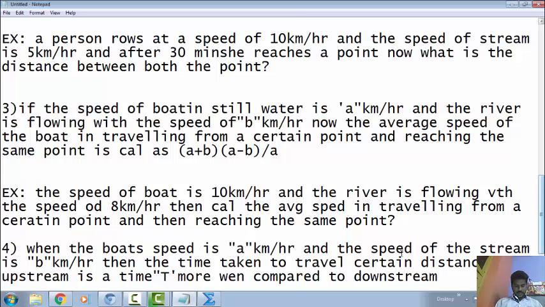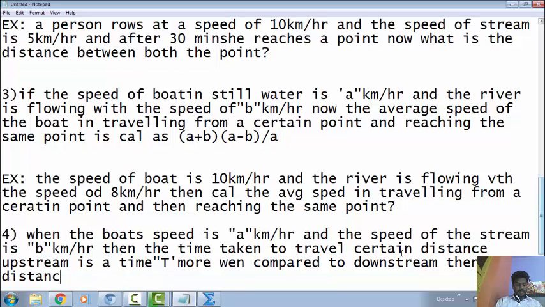Then the distance covered, that implies d is equal to, okay, once again, when the boat speed is a kilometers per hour and the speed of the stream is b kilometers per hour, then the time taken to travel a certain distance upstream is t more when compared to the downstream.